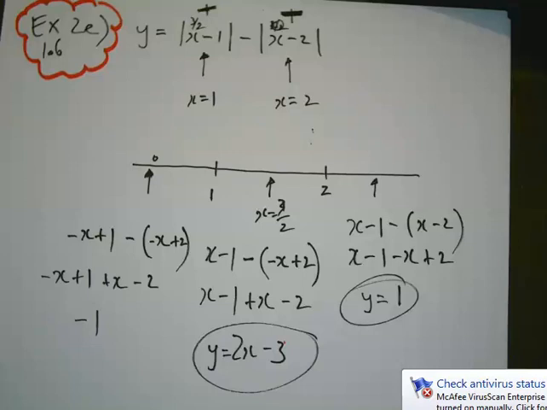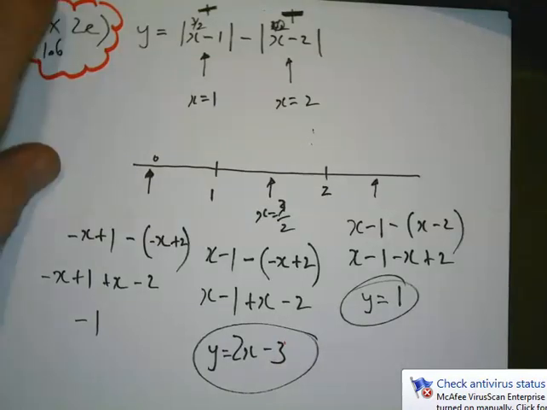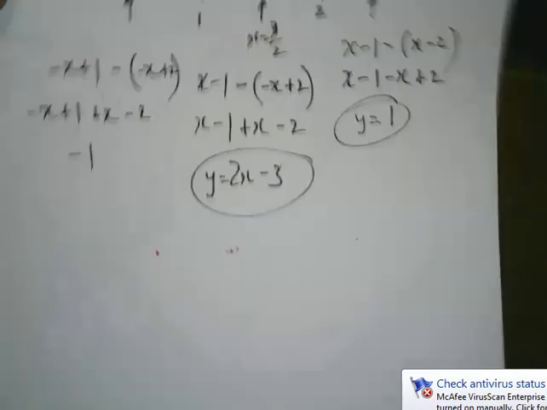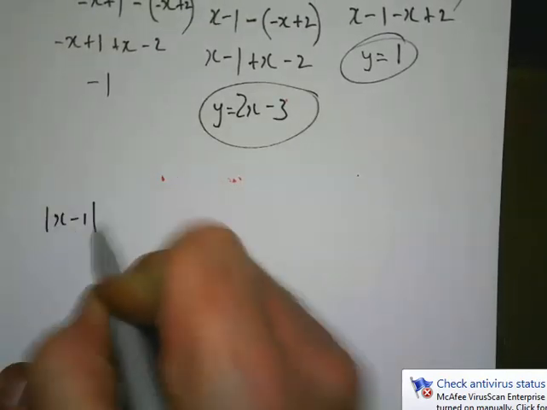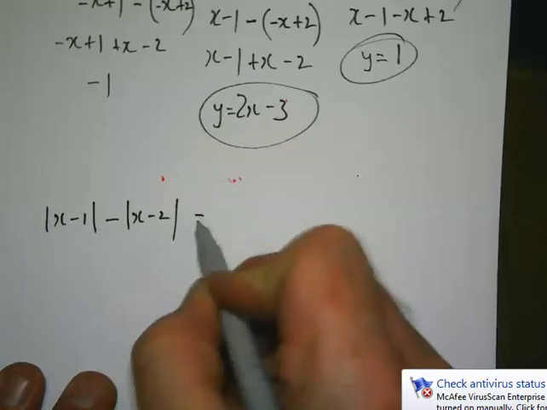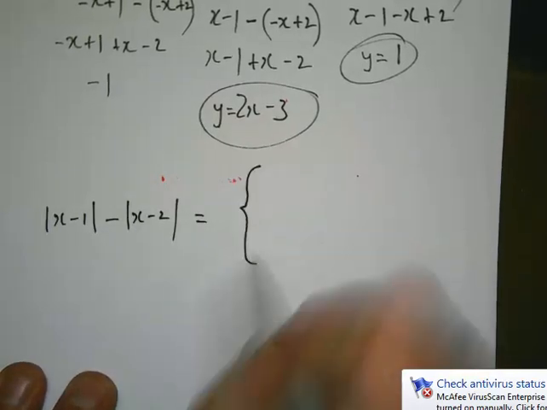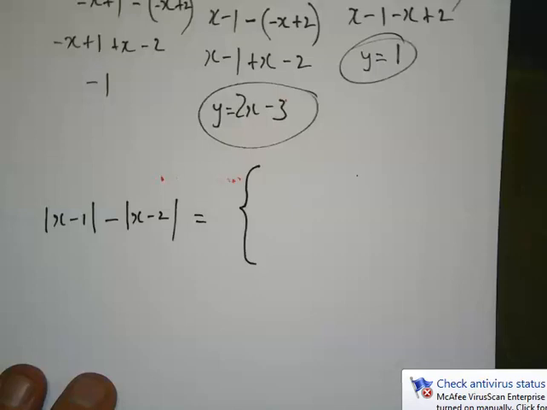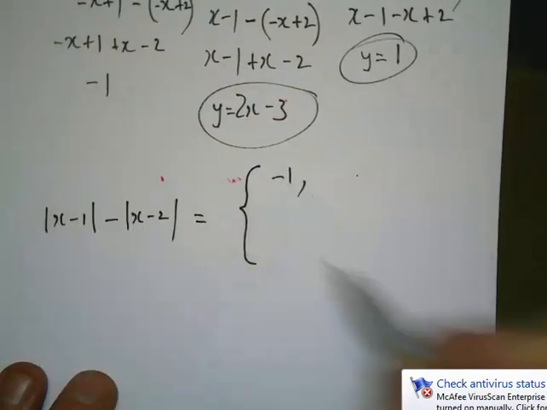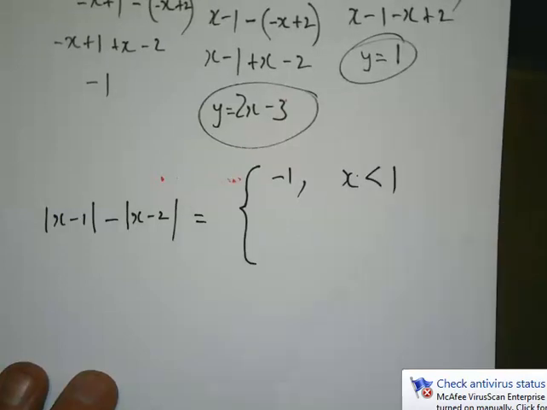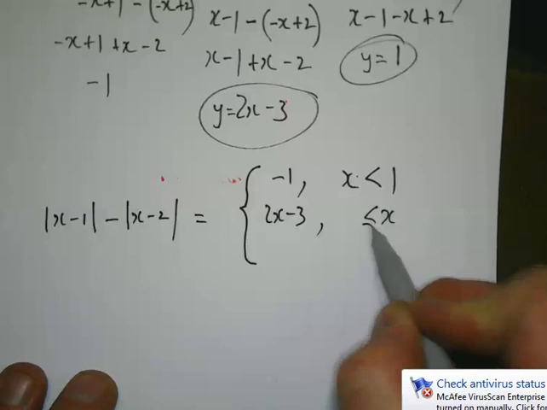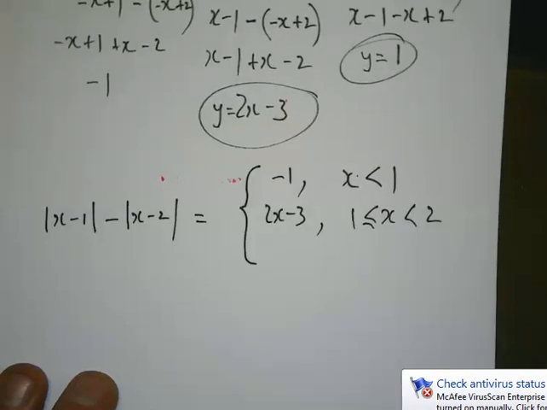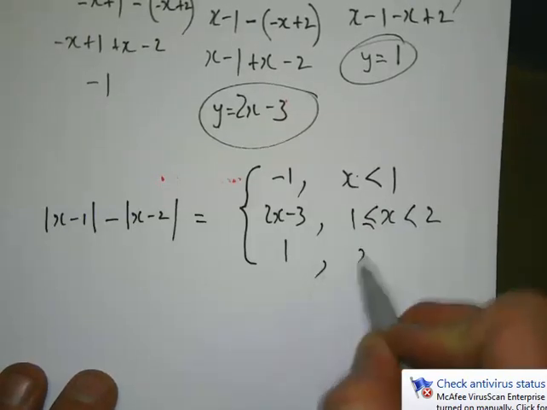So, if I was to write this as a hybrid function, then the modulus of x minus 1 minus the modulus of x minus 2 will equal, there's going to be 3 separate domains for this particular rule, and on the far left it's going to equal negative 1 when x is less than 1. It's going to equal 2x minus 3 when x goes from 1 to 2, and it's going to equal 1 when x is greater than or equal to 2.